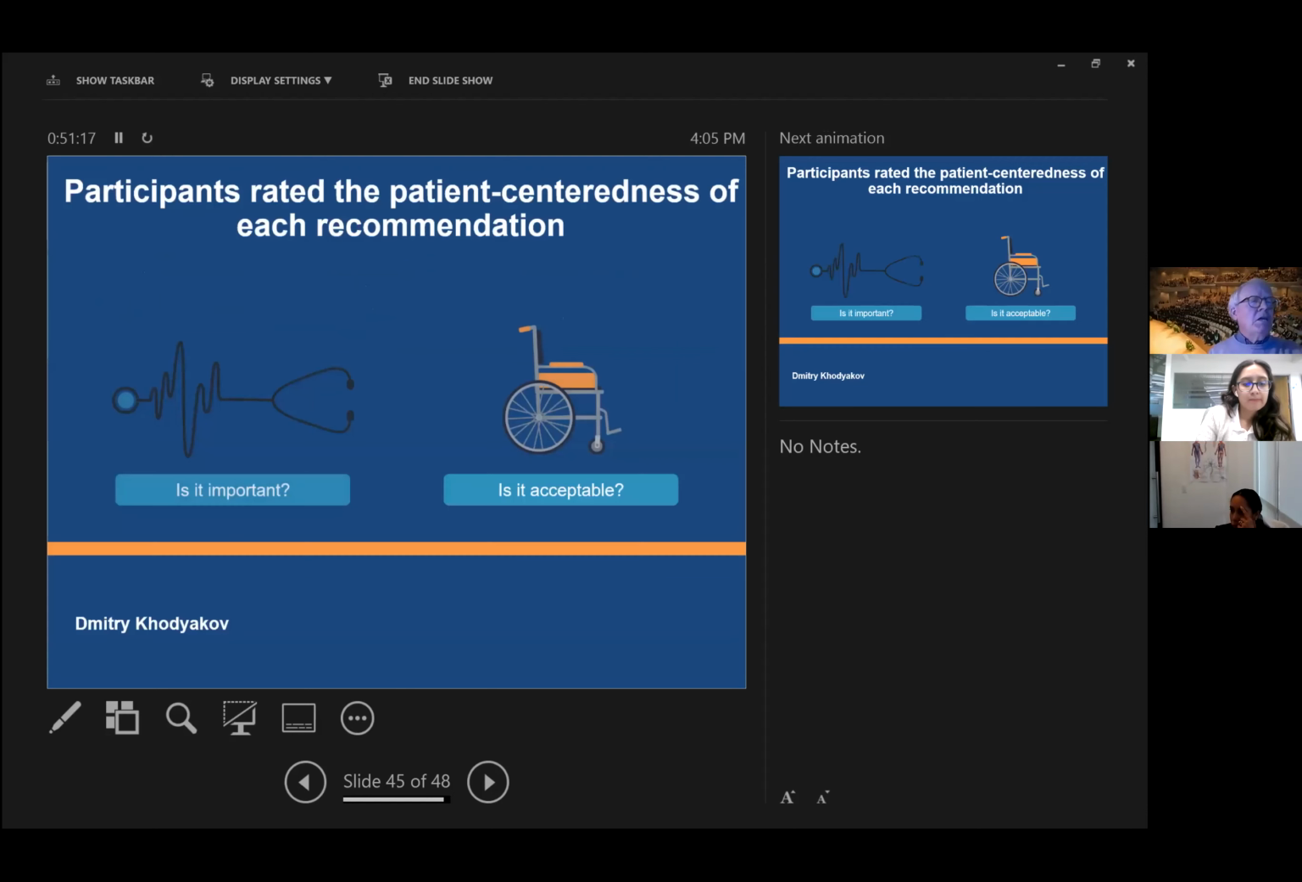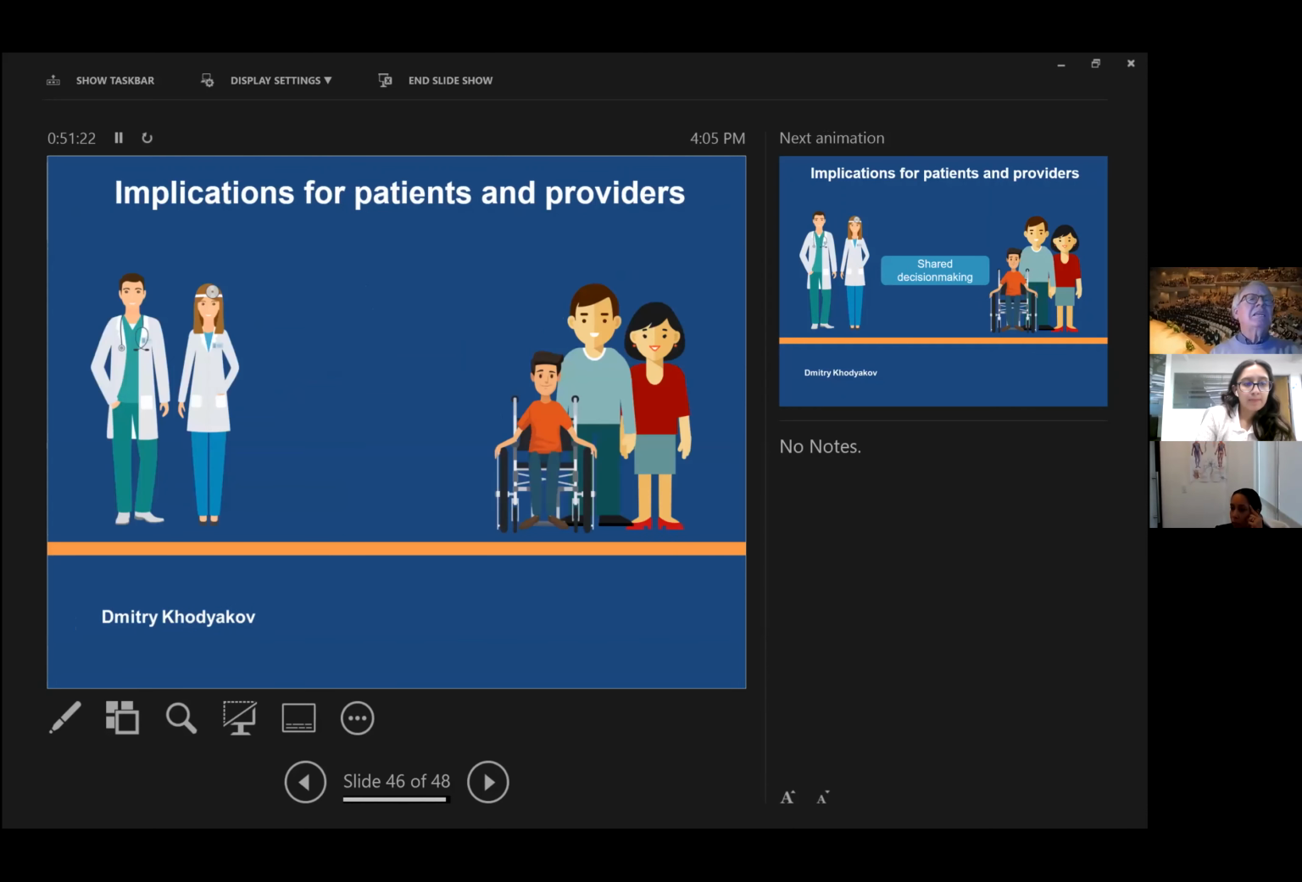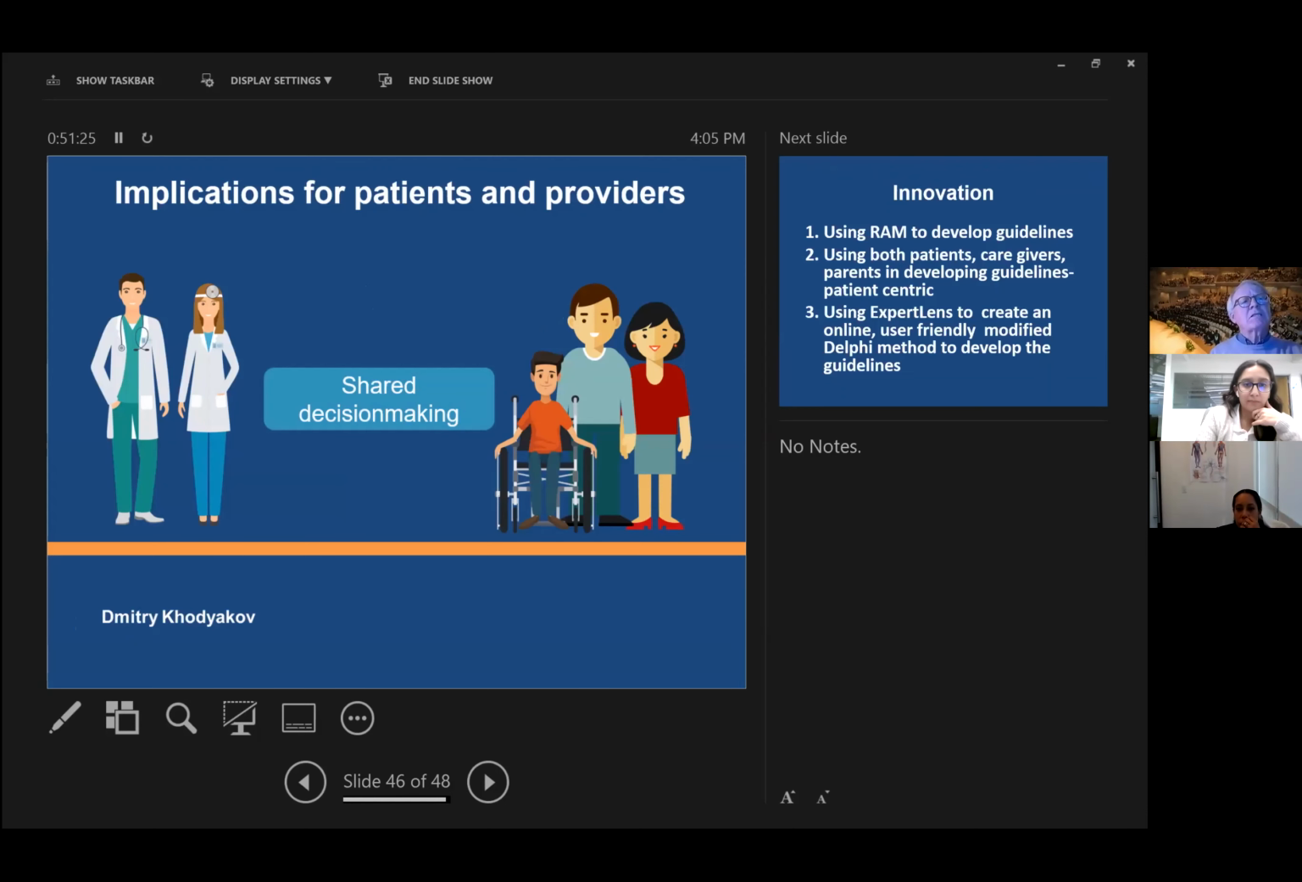So is it important? Is it acceptable? The implications, again, this was very innovative, I think. It's important because it's not only patient-centric, it increases the amount of shared decision making. It tries to incorporate the parents and the patients. A lot of Duchenne's patients are too young to participate, but a lot of them are teenagers, you know. It starts early, but it does affect teenagers a lot. So a lot of them are certainly capable of participating.